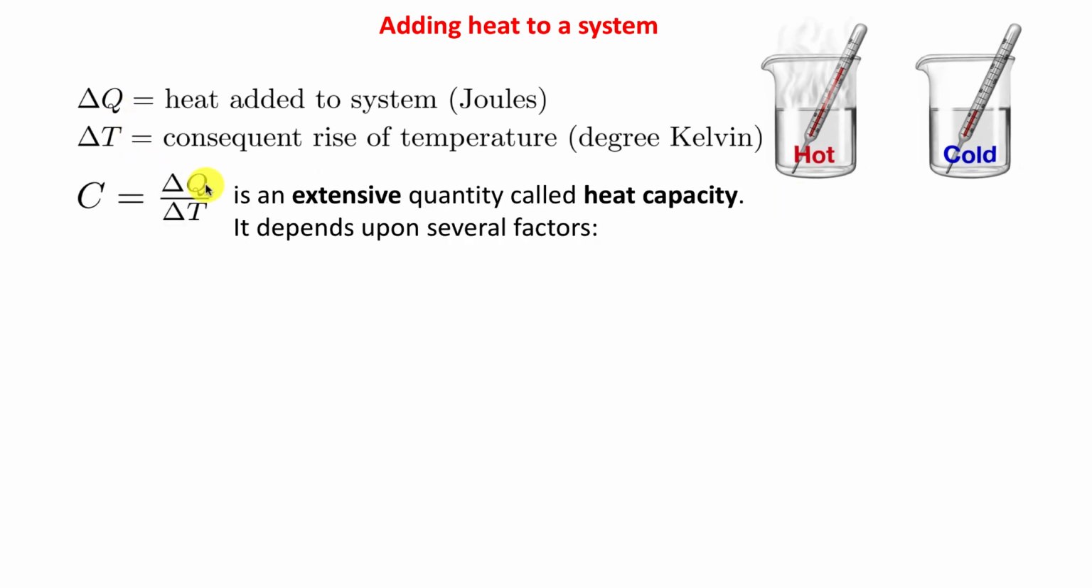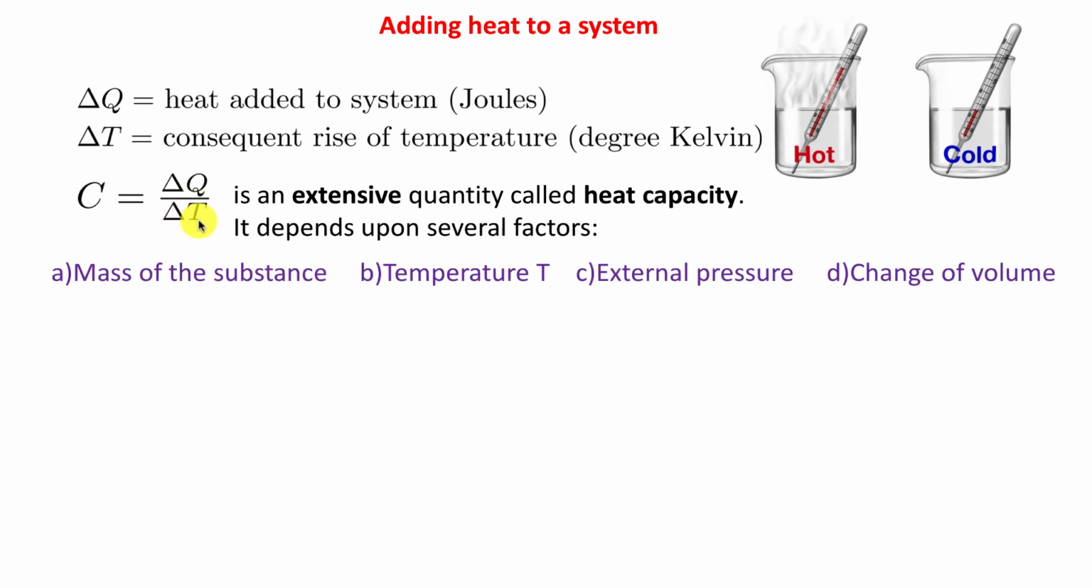Take the ratio of delta Q to delta T. This is what is called the heat capacity. And it's literally that, the ability to absorb heat. So when you add delta Q, the temperature goes up by delta T. If delta T is small, then obviously C is going to be big. It's going to have a big heat capacity. So adding the same amount to two different systems is going to lead to different increases in the temperature.